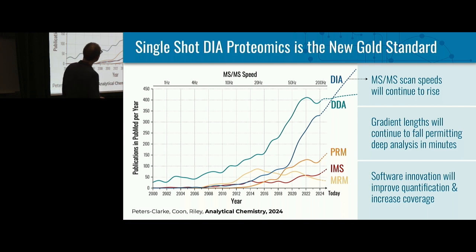That is going to mean that we will be using shorter gradient lengths. So gradient lengths will fall to less time. So we might have very deep analysis that we're getting now, but we'll get it in even less time. I note that this is what I think will happen. And the software innovation that we've seen this morning will continue to improve our ability to quantify and increase our coverage with that data. And so I do fully expect that the DIA method will become the most prevalently used because of the nexus of all these things that are happening right now.